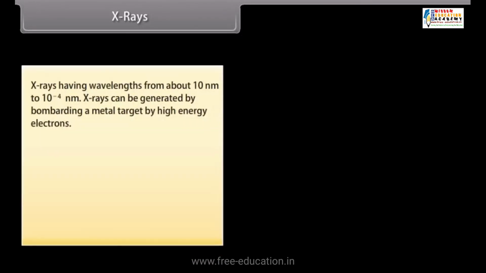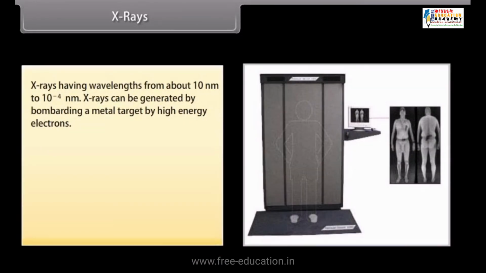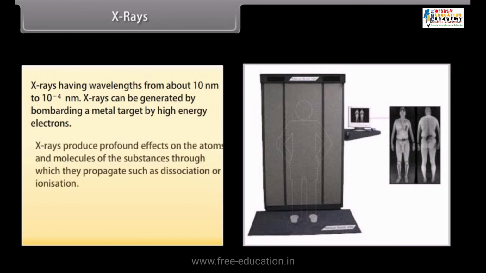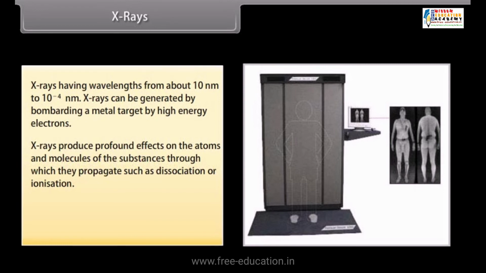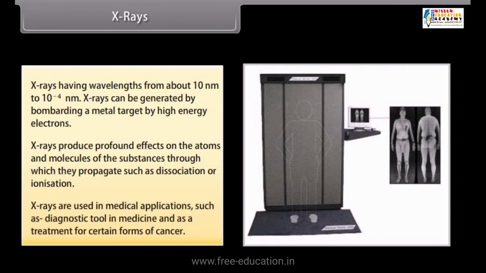X-rays. X-rays having wavelengths from about 10 nanometer to 10^-4 nanometer. X-rays can be generated by bombarding a metal target by high-energy electrons. X-rays produce profound effects on the atoms and molecules of the substances through which they propagate, such as dissociation or ionization.